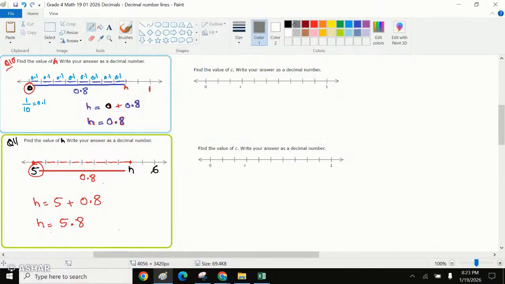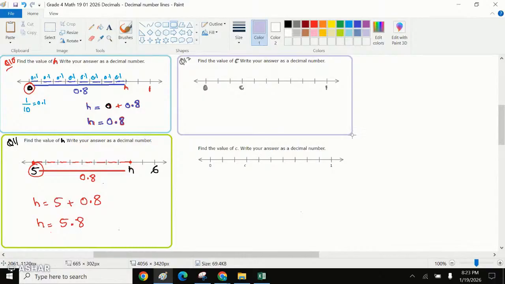Question number 12 states: find the value of C, write your answer as a decimal number. Find the value of C. The starting point was 0 and ending is 1. That means the number 1 has been divided into 10 segments, right? So can I say that 1, 2, and 3?